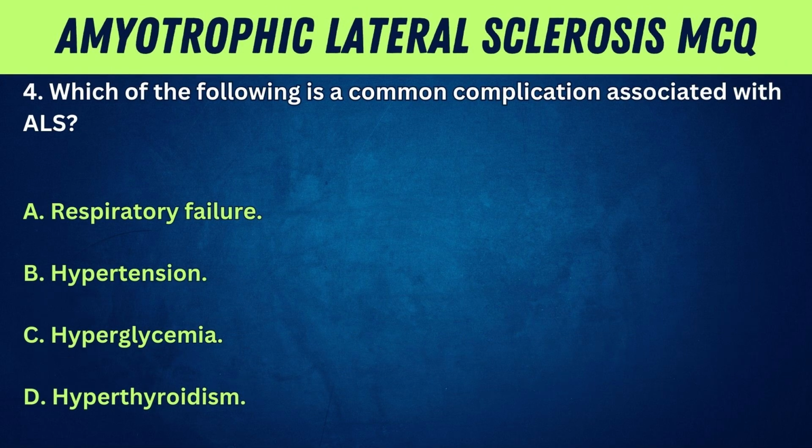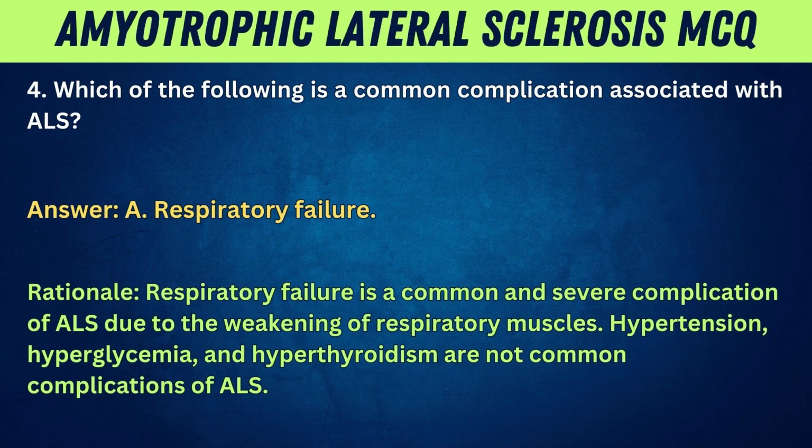4. Which of the following is a common complication associated with ALS? A. Respiratory failure. B. Hypertension. C. Hyperglycemia. D. Hyperthyroidism. Answer: A. Respiratory failure. Rationale: respiratory failure is a common and severe complication of ALS due to the weakening of respiratory muscles. Hypertension, hyperglycemia, and hyperthyroidism are not common complications of ALS.